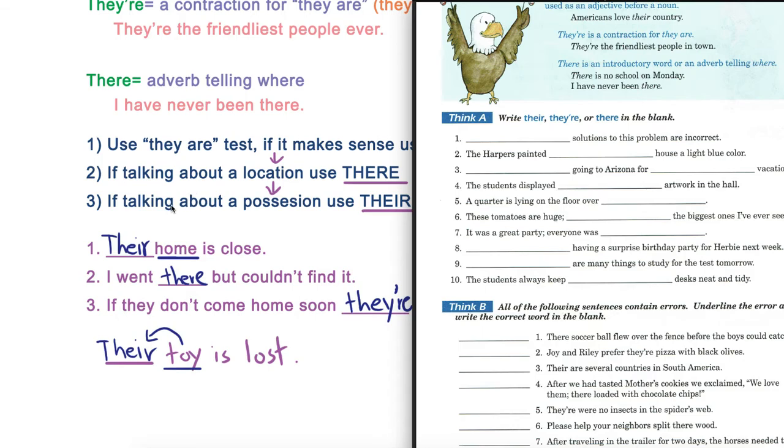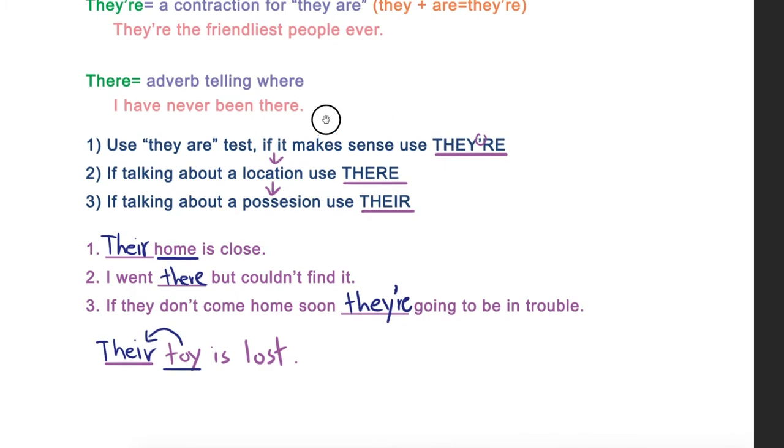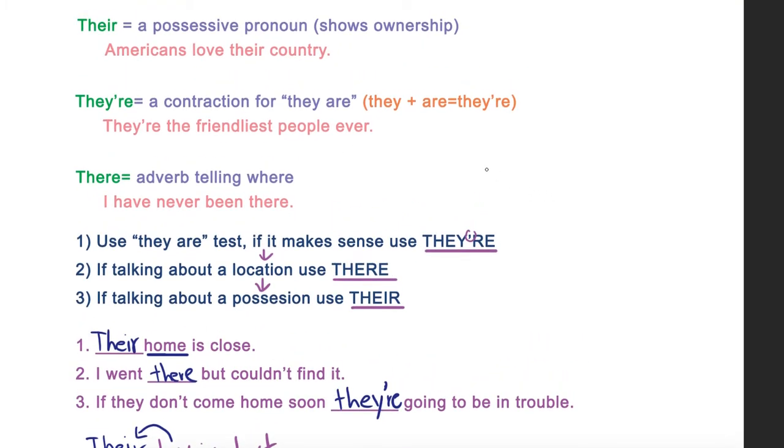Okay, if talking about possession, use their. All right, so blank solutions to this problem are incorrect. So yeah, solutions is the possession. So I would use this form of their. Yeah, it's a possessive pronoun. It shows whose solution it is.